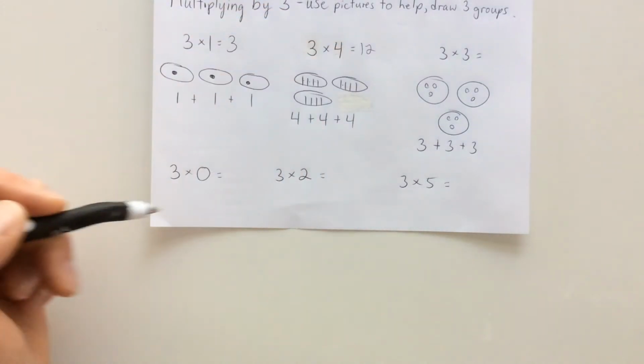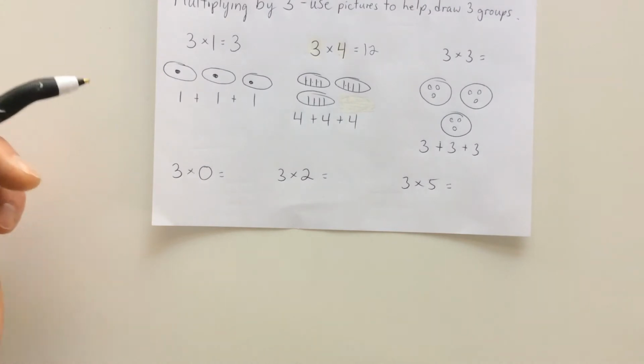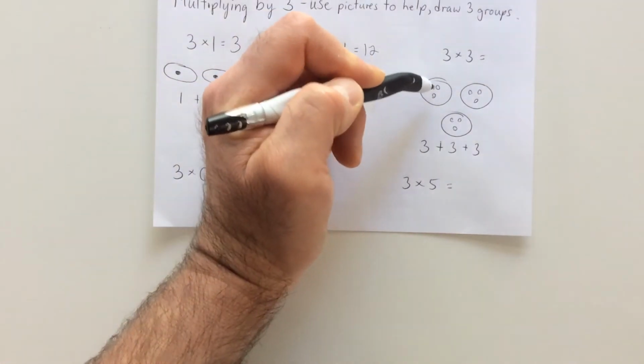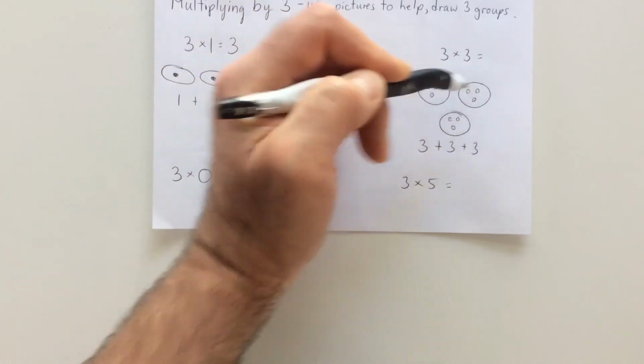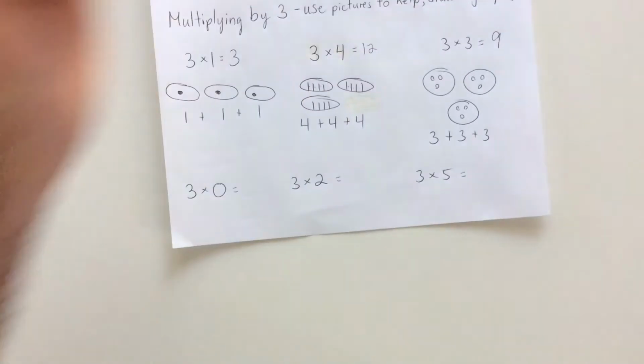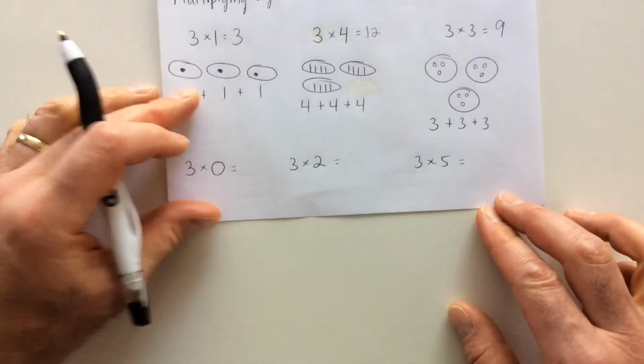All right, 3 times 3 over here. So I've got 3 groups of 3. Looks like bowling balls, doesn't it? So I just count how many I have. It's the same as 3 plus 3 plus 3. So I've got 3, 4, 5, 6, 7, 8, 9. Why is 6 afraid of 7? Because 7, 8, 9. All right.